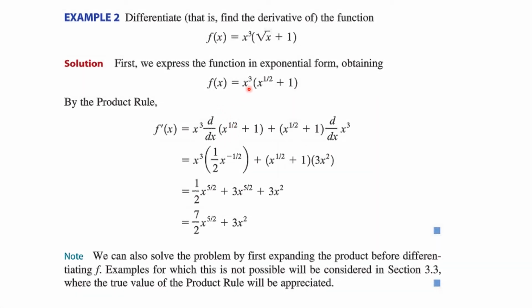So it's the product. This is the first function. This is the second function. So the derivative is going to be the first function times the derivative of the second plus the second function times the derivative of the first. Now the derivative of this is going to be 1/2 x to the minus 1/2, and then the derivative of the constant is 0. So that is what we get here. The derivative of x cubed is going to be 3x squared. So then I will distribute and simplify, and this is the answer that you should have gotten.